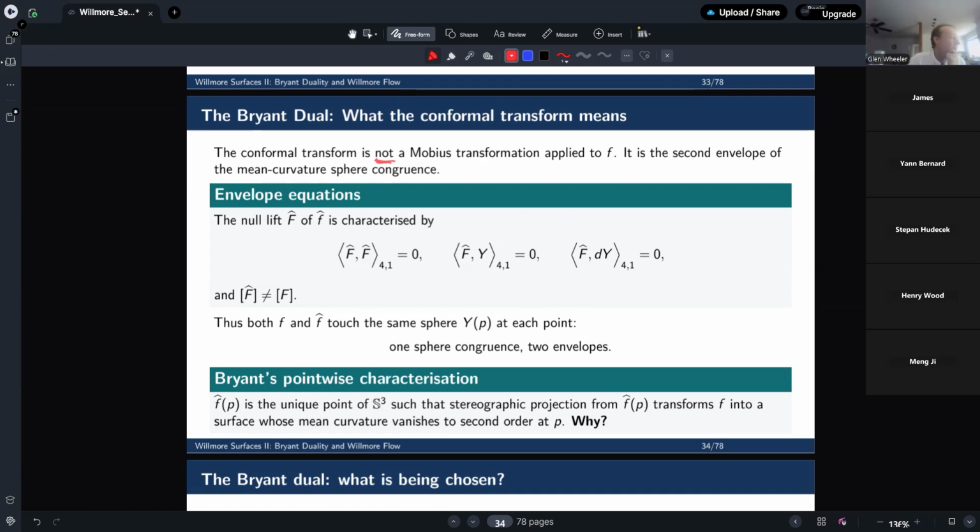And we can characterize it by it being light-like, right? Zero length. It is orthogonal to the conformal Gauss map and tangential to it. Okay, and of course, it's not equal to the original one. So yeah, I guess I wrote many times the same thing, but I really wanted to get the point across. It's very unexpected to me that you would have a sphere congruence and get two distinct useful envelopes out of it, but you do.